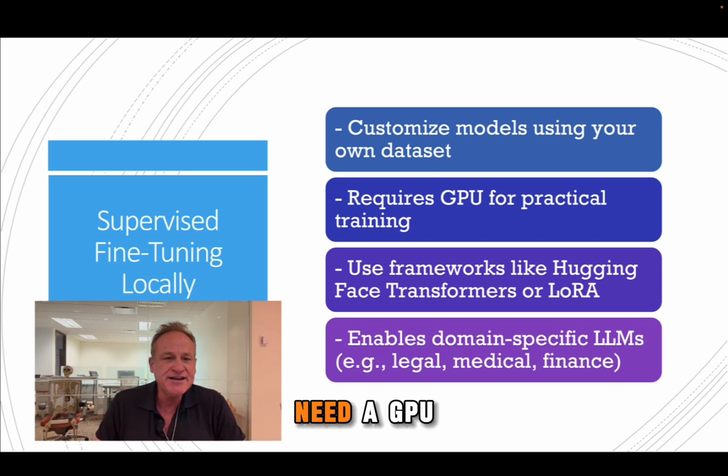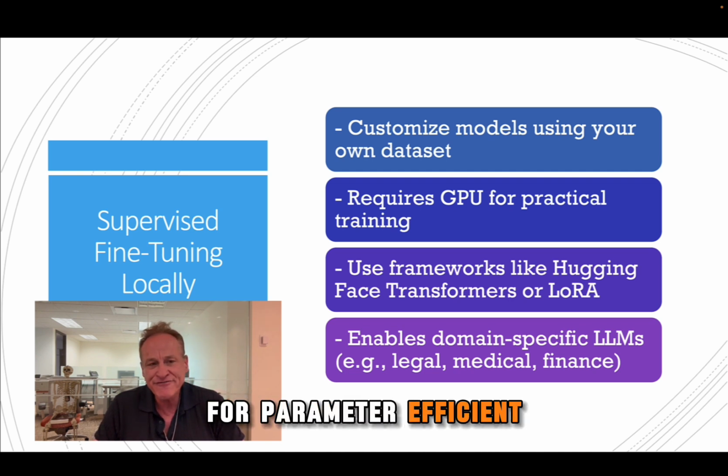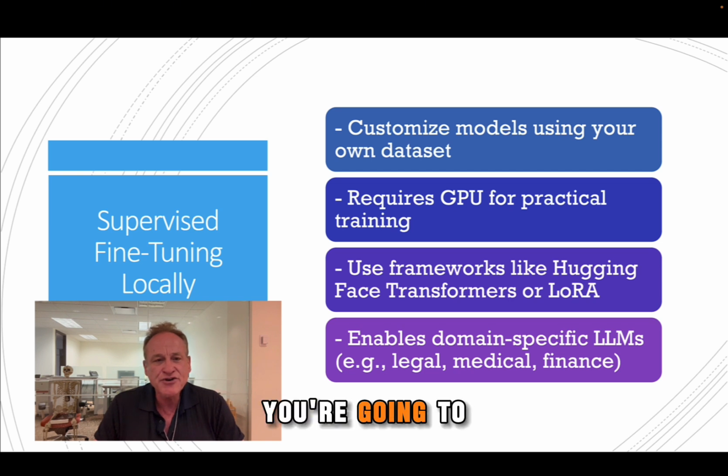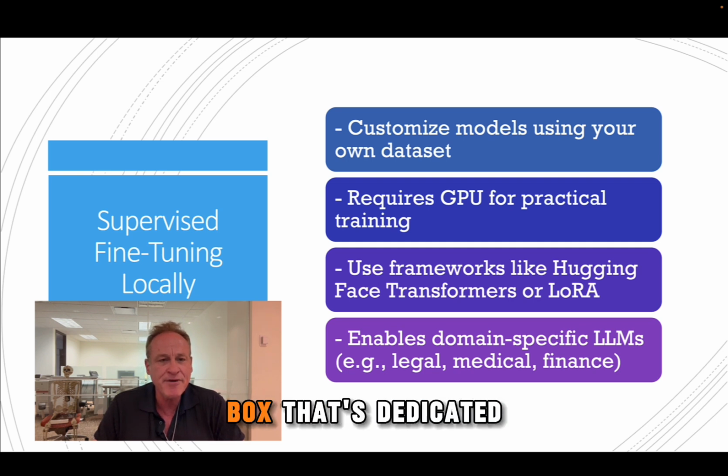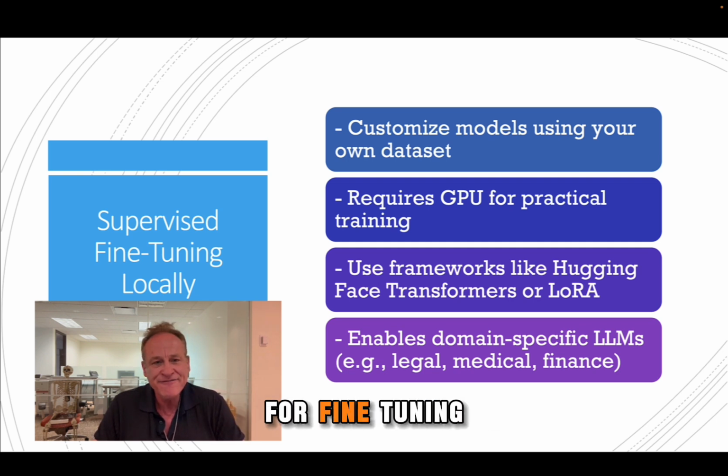Now, you do need a GPU for fine-tuning, and in most cases you need an NVIDIA GPU. So if you're using Unsloth, which is what most people use for parameter efficient fine-tuning, you're going to need NVIDIA GPUs. So if you're running on Mac products, you use something like a Google Colab or have another box that's dedicated for fine-tuning. But having a GPU is necessary, and in most cases having an NVIDIA GPU is necessary.